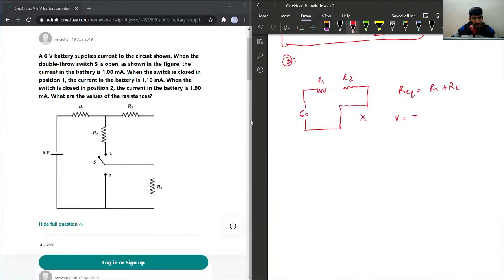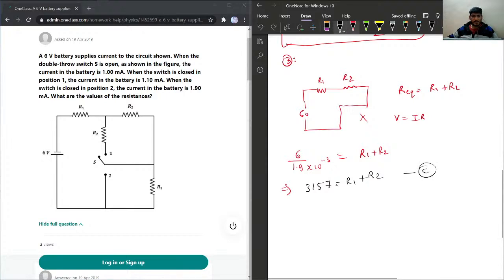and again V equal to IR. So we have V equal to IR, 6 over 1.9 into 10 power minus 3 is R1 plus R2, and this will be 6 divided by 1.9. This is 3157, which is R1 plus R2. So this is my C equation.